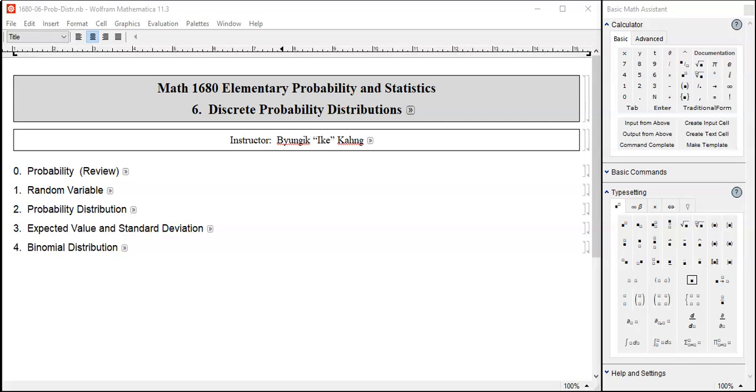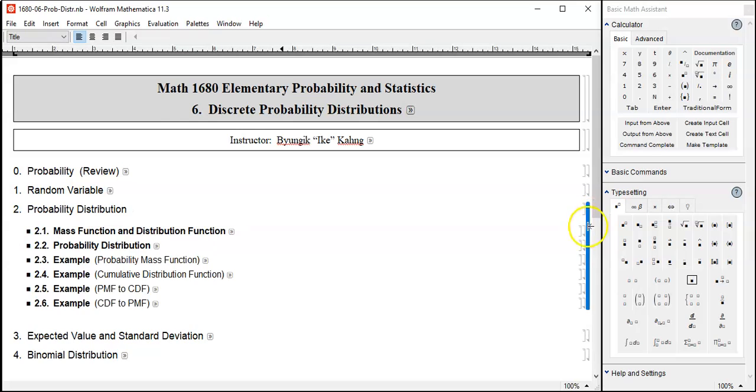Hello students. In this exercise, we are going to study how to get the cumulative distribution function, CDF, from the probability mass function, PMF. So, getting CDF from PMF. Here's a reminder.